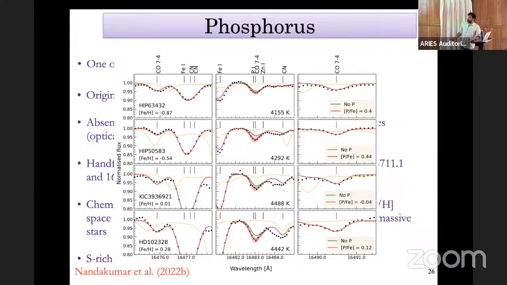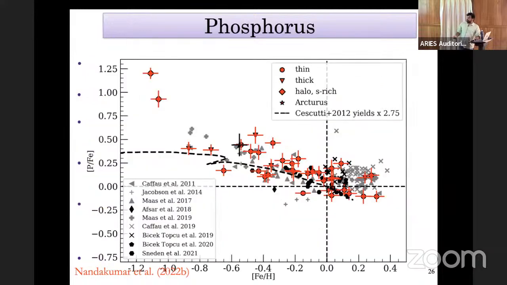So you can see in all the cases I have fit, these are the different stars, and I have made sure to fit the surrounding CO lines very well, so that this line, which is blended with this phosphorus, is also fitted properly. And you can see that as the temperature increases, the contribution of the phosphorus also increases, which means that the CO line becomes weak. So this is how I determined the phosphorus abundances for around 40 stars in the solar neighborhood.